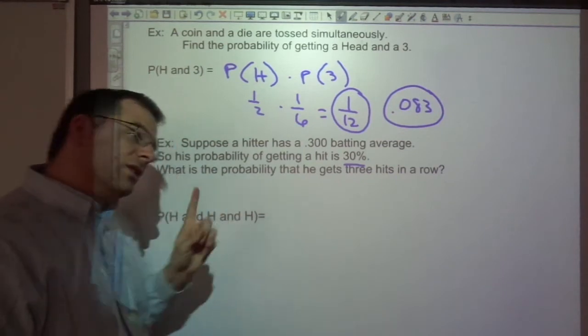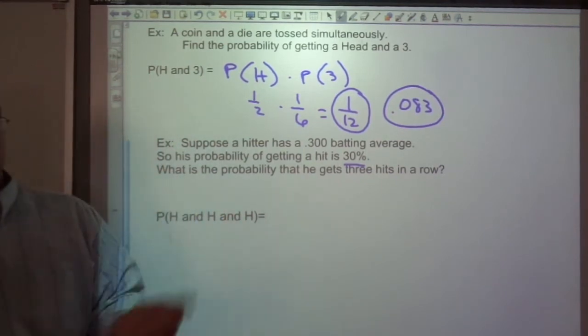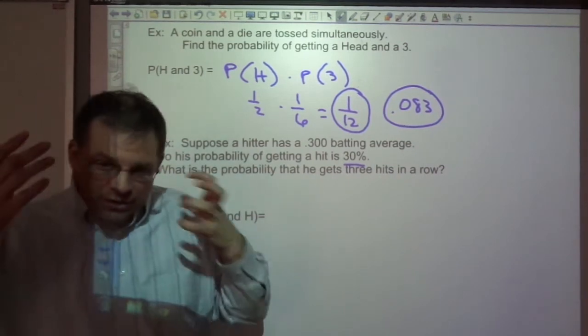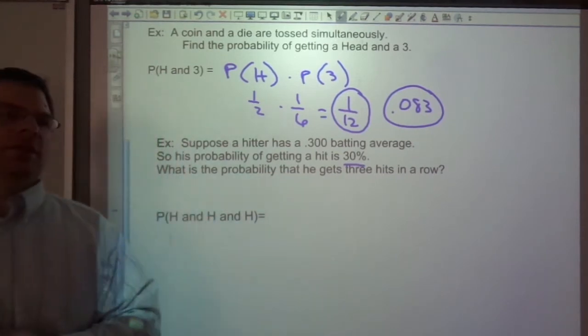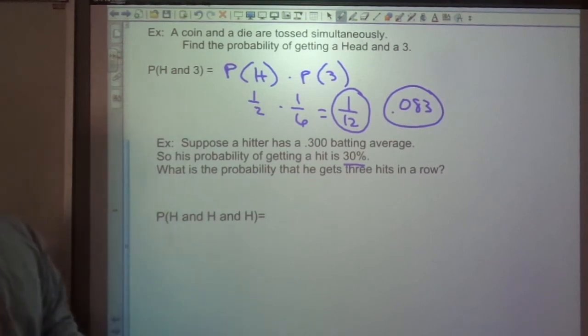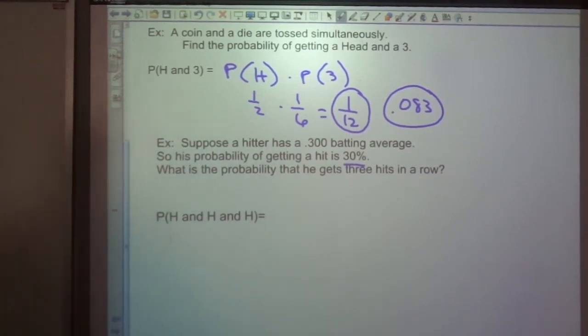Now, this one's a little bit tricky because some people might argue, well, if you get a hit the first time, you're more confident, and the second one, then you're a lot more confident, and you're ready, so there's a psychological effect. But let's suppose that there are 3 different pitchers. Let's suppose that it's maybe 3 different days, and we're just getting 3 hits in a row. So whether he gets the first one does not affect the probability of the next one.